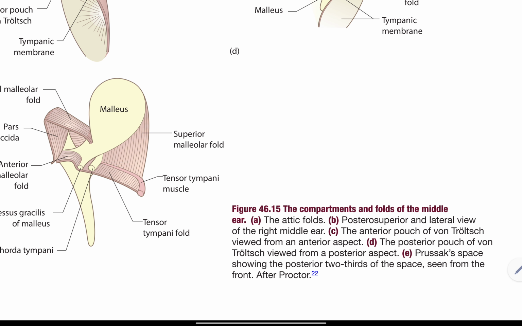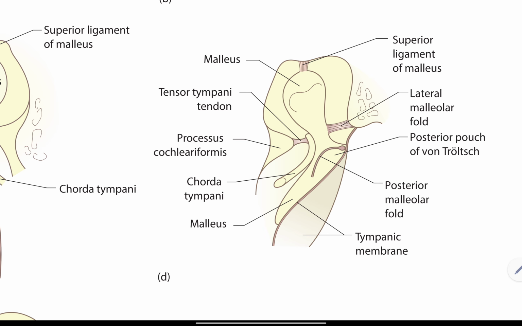D. The posterior pouch of von Troltsch, viewed from a posterior aspect. Malleus, tensor tympani tendon, processus cochleariformis, chorda tympani, malleus, tympanic membrane, posterior malleolar fold, posterior pouch of von Troltsch, lateral malleolar fold, superior ligament of malleus.